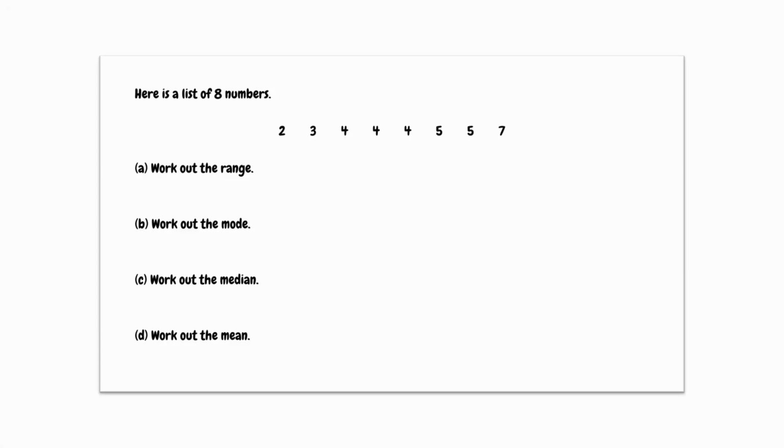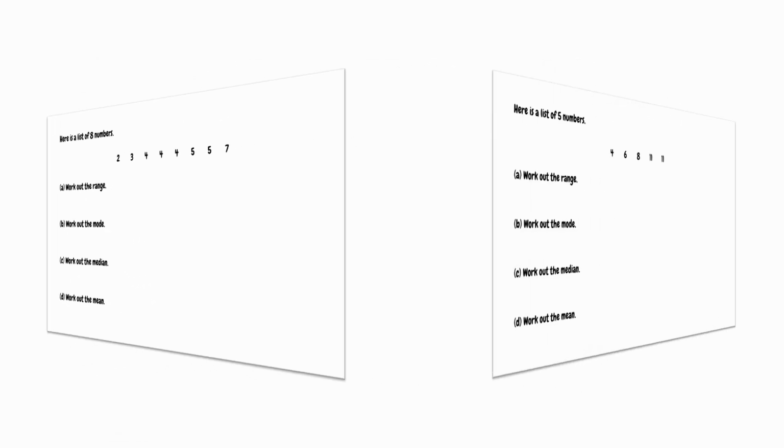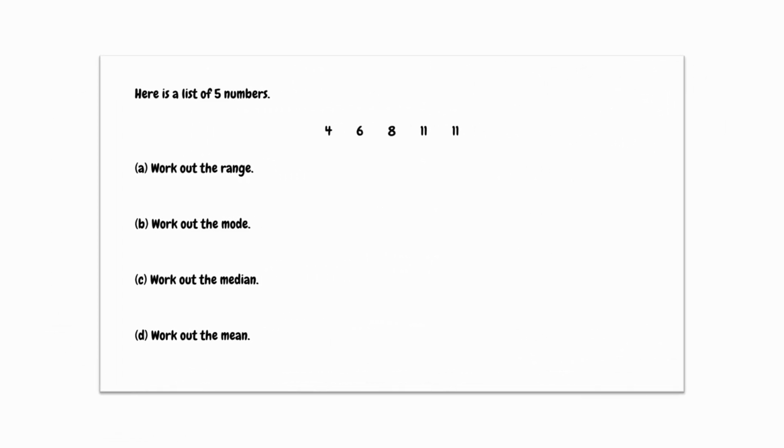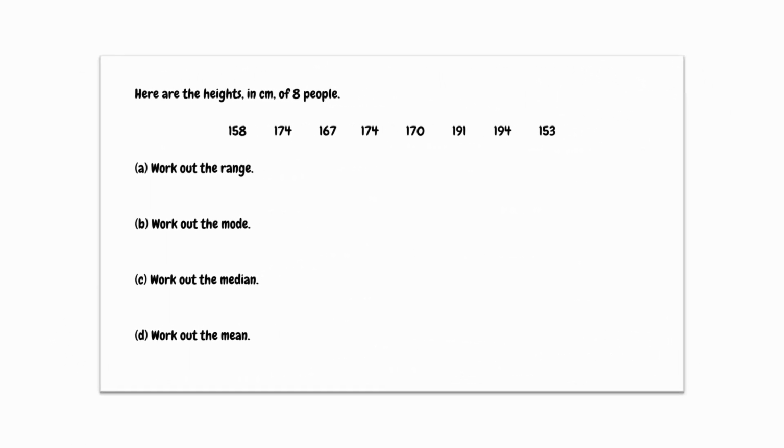So in this video, we're going to take a look at how we can find the mean, median, mode and range of a set of numbers. We're going to look through a number of different examples in this video, and as always, I'm going to put the timestamps for these questions down in the description so you can find them more easily. So let's get started on our first example.